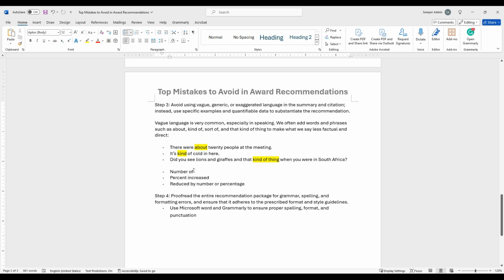You always want to have the number of something. So there were 20 people at the meeting. So there were more than 20 people, or there were over 20 people at the meeting. That shows a little bit better, sounds a little bit better when reading than "about." It's a little bit stronger in that aspect.